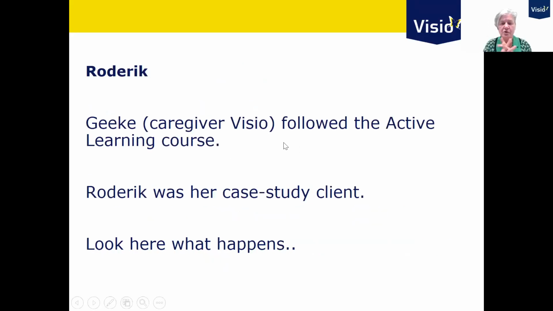Let us go back to Roderick. We saw him in the beginning, and he was the case study of one of our active learning students named Geke. Geke tried to find a way to activate Roderick with active learning tools, and she made a movie of it. And now we are going to see what Roderick can show us. So I stop sharing, and I ask Inge again to show the movie.